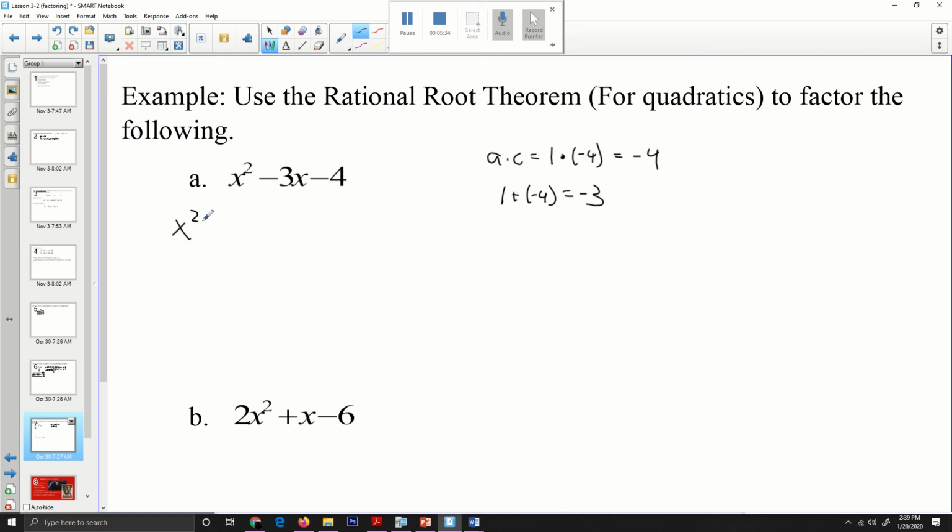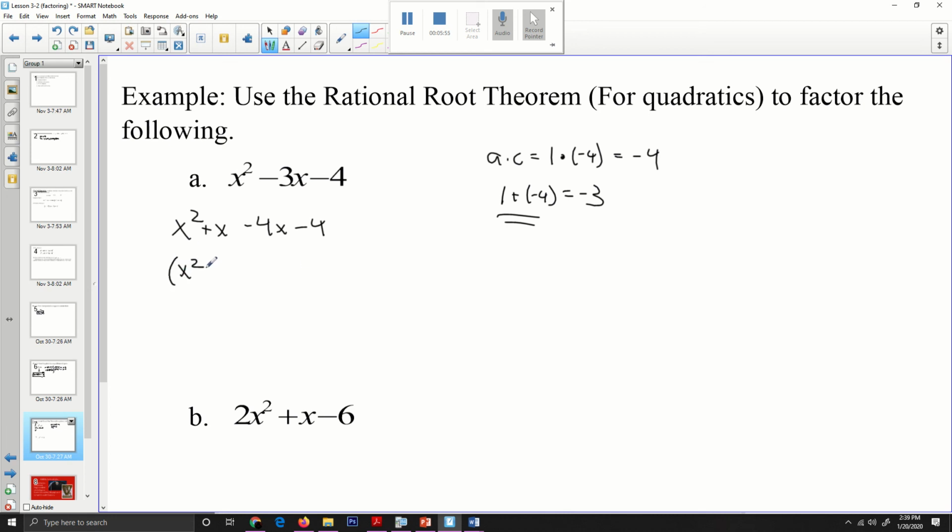So I've got x squared plus x minus 4x minus 4. So I took these two factors right here and I rewrote them as 1x minus 4x. And x minus 4x does equal -3x, so I haven't changed that. And now I'm going to group.